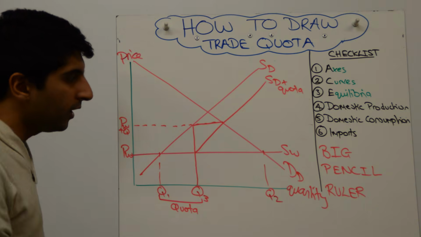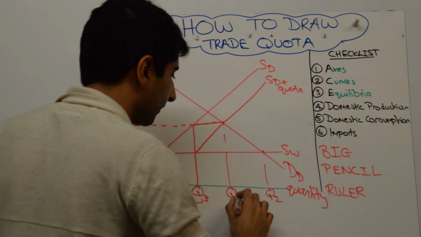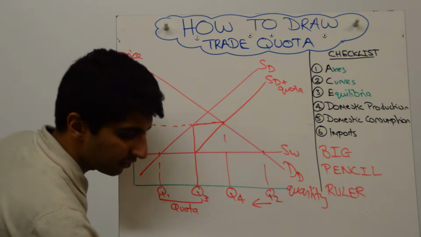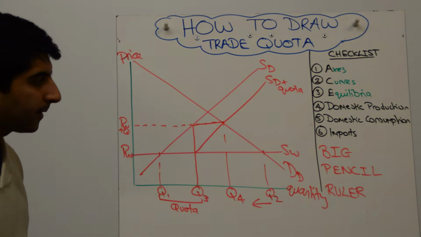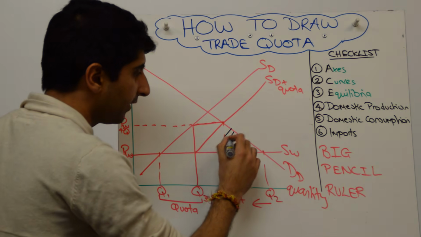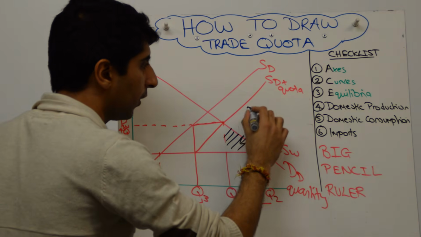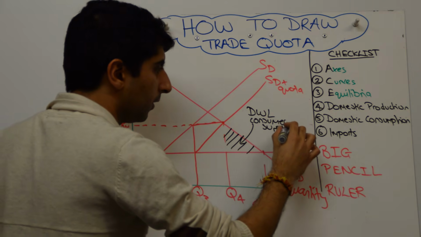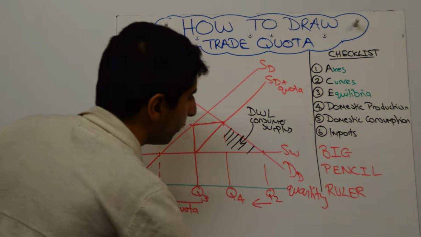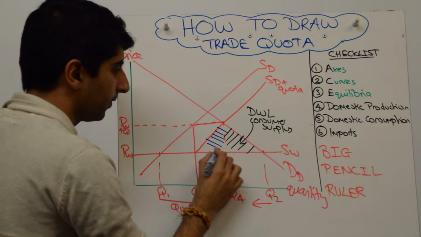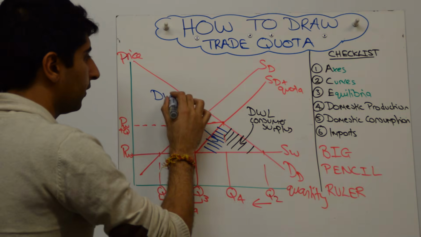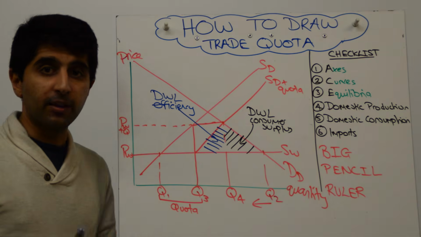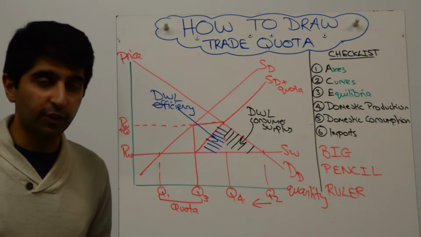The next thing to do is bring on what's happening to domestic consumption, which is reducing with this higher price. Lastly, before we finish, we want to show the impact in terms of efficiencies. Because of the higher price, this right-hand triangle is a deadweight loss of consumer surplus, and the blue triangle next to it here is a deadweight loss of efficiency. Specifically, it's domestic producers producing extra units where they're inefficient at doing so.